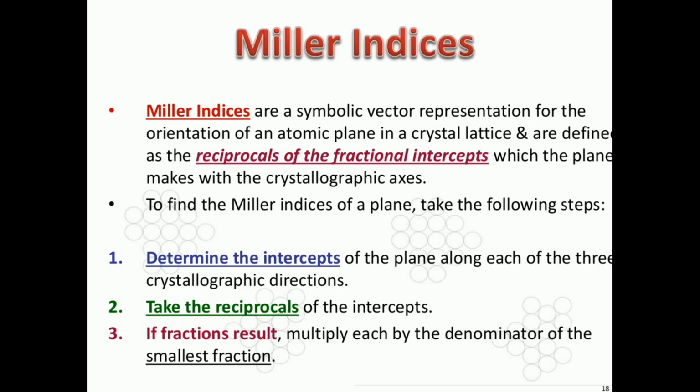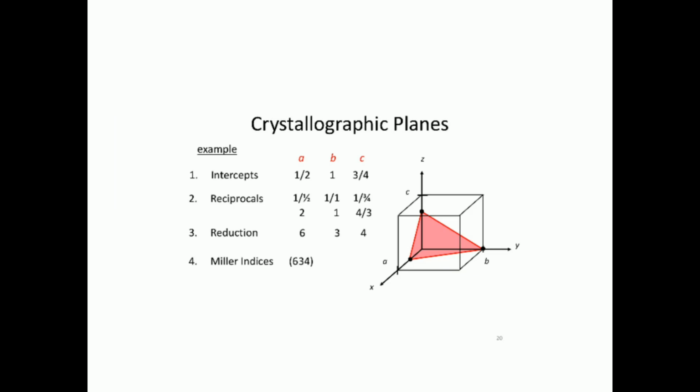In fractions, this results in 1/1, 1/2, 1/0. Multiply each by the denominator of the smallest fractions. See the crystallographic plane intercepts. In this example, a, b, c are the directions, with intercepts of 1/2, 1, and 3/4 of the cubic structure.